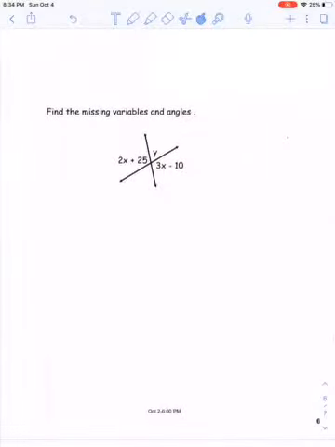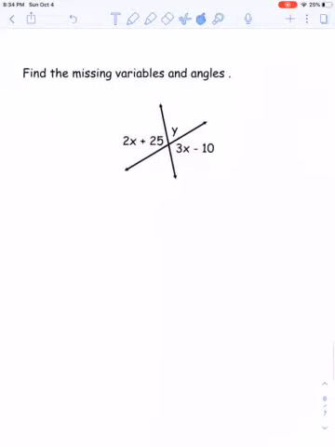All right, last one. Find the missing variables and angles. So here, I see a straight angle, okay? So that's what I see first. So let me write that down.